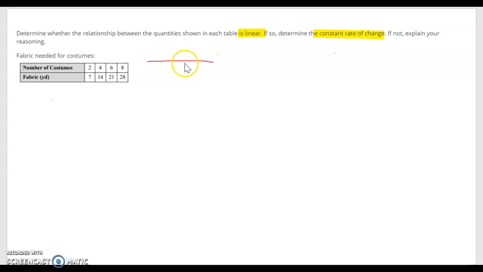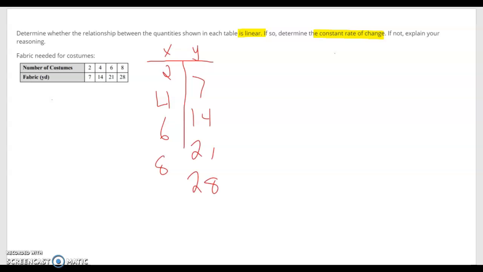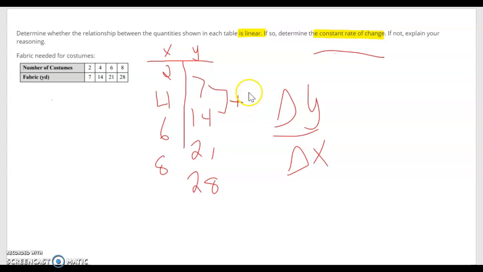So what I'm going to do is rewrite the horizontal table to vertical, putting my x's here and my y's here. I'll have 2, 4, 6, and 8. I have 7, 14, 21, and 28. For my constant rate of change, I'm going to do the change of y over the change of x. I'm going to find out how much the y's are increasing. And it's 7, and this is 7, and this is by 7.